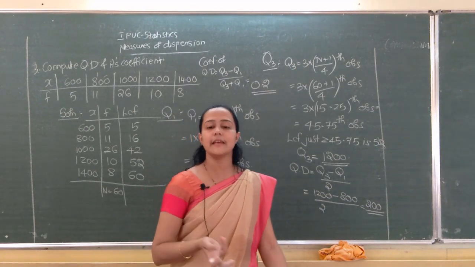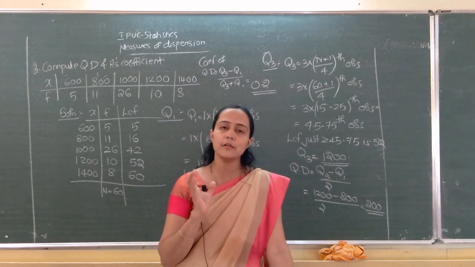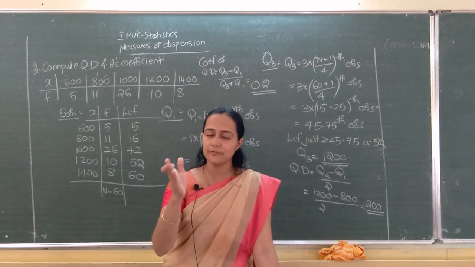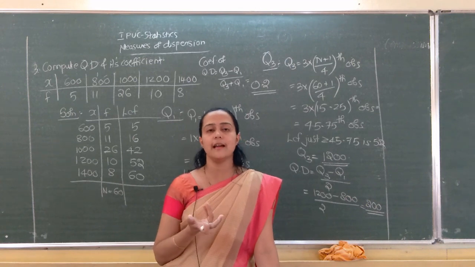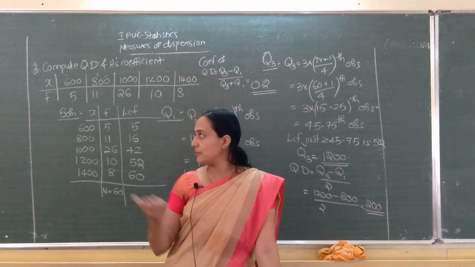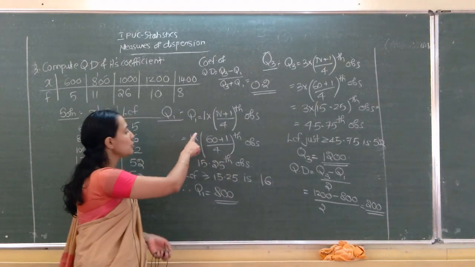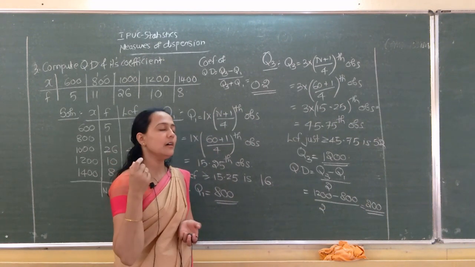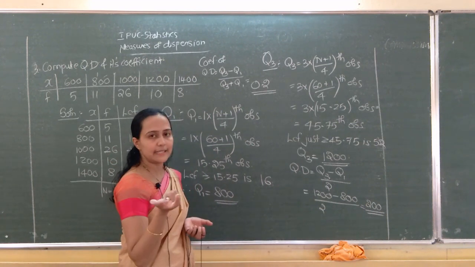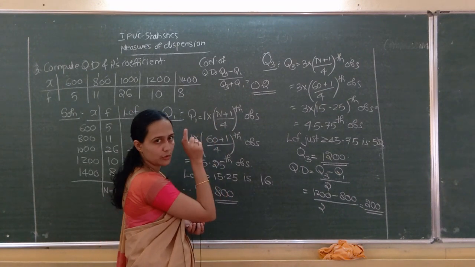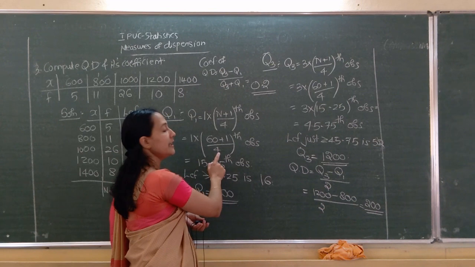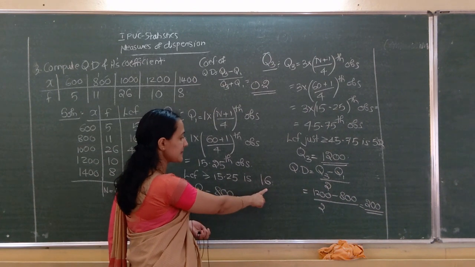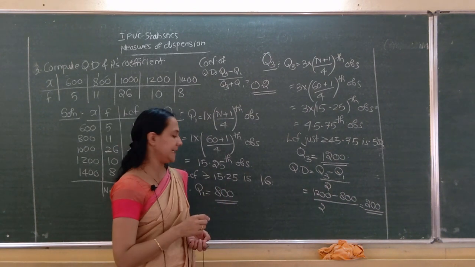So, this is the case when discrete series is given. What we have to do? First remember, when discrete series is given, we have x values and f values. So, we have to find the less than cumulative frequency. Next Q1 is 1 into n plus 1 by 4. Capital N is the total frequency, 60 plus 1 divided by 4th observation. So, the 15.25th observation, the cumulative frequency just greater is 16, corresponding value is 800.